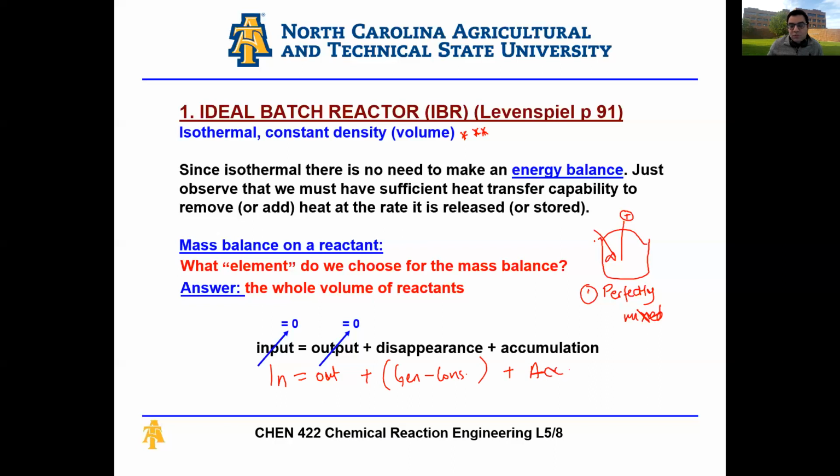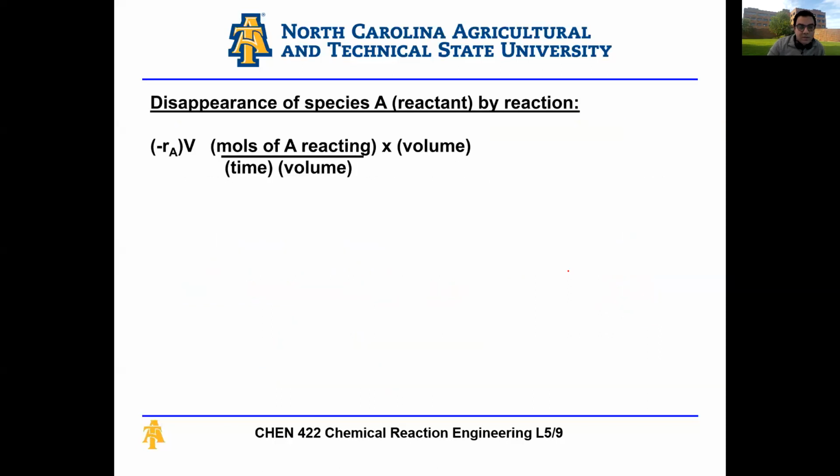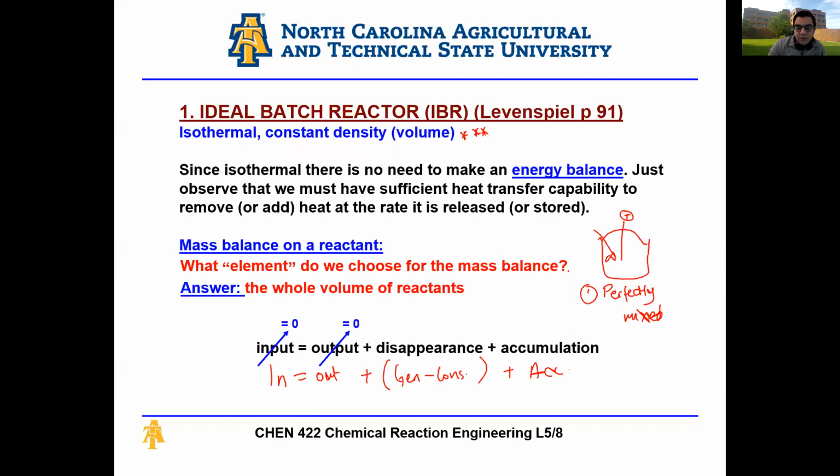If I look at the batch reactor, there's nothing going in and nothing leaving, so these two terms are zero. The batch reactor is just loaded, the reaction is allowed to happen, and then at the end I take my product. There is no input or output happening while the reactor is operating. So let's start writing our mass balance. Now I'm looking for two things in this case.